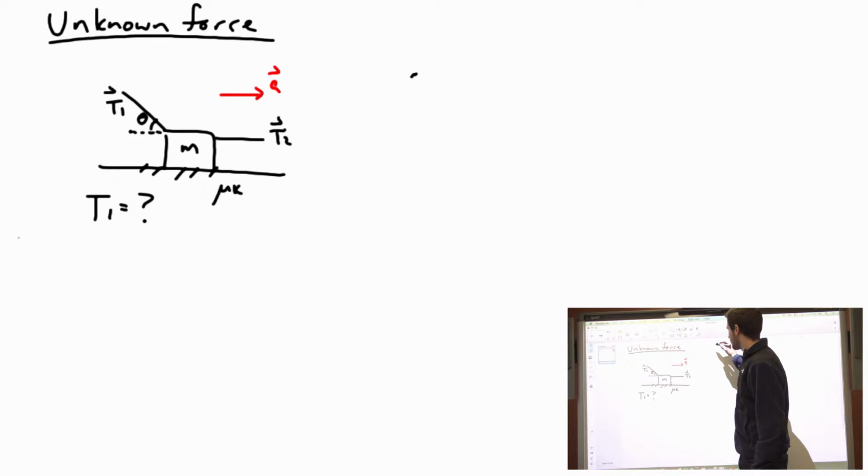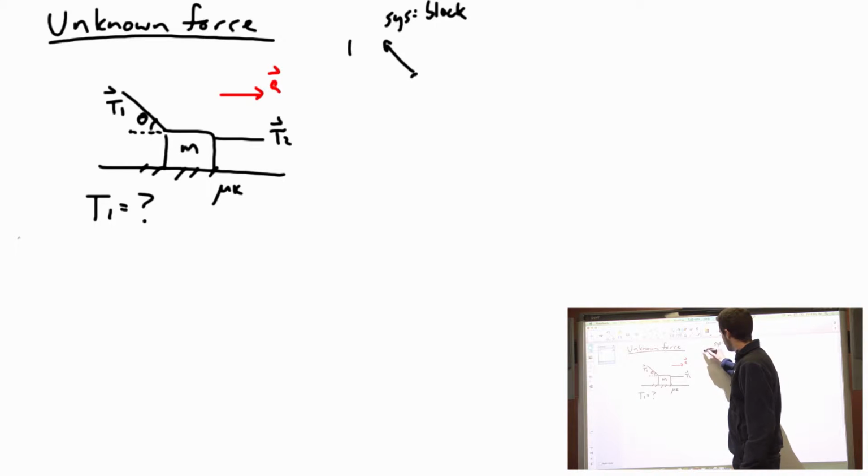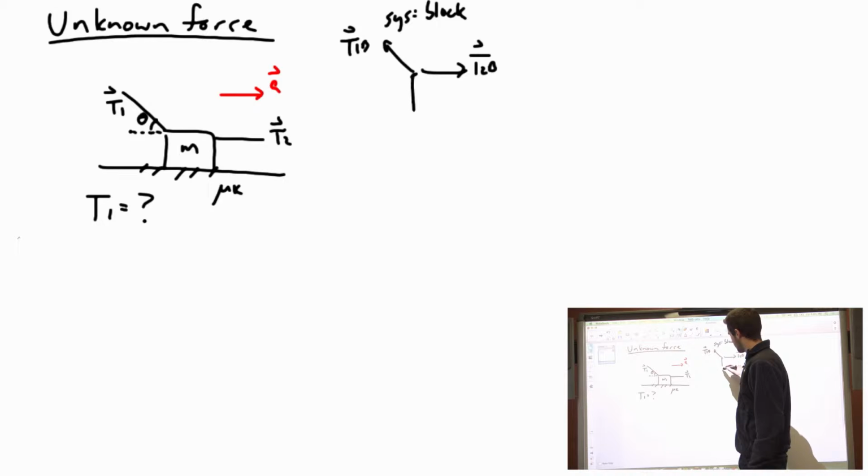So I'm going to draw a free body diagram, and I'm going to make my system the block. And so I know I've got a tension force, maybe T1 on block. I've got a rightward force, T2 on block. I know I've got a weight force pulling down, weight of earth on block. I definitely have a normal force pointing up, normal from ground on block, I'll say.